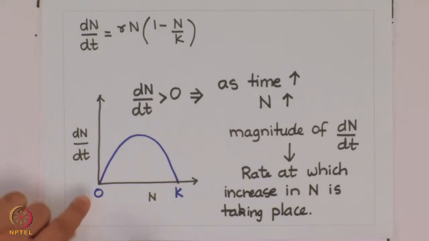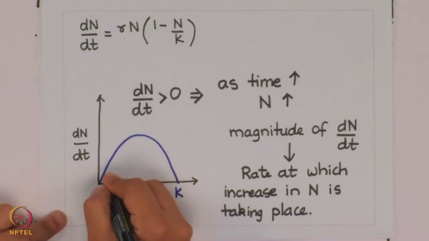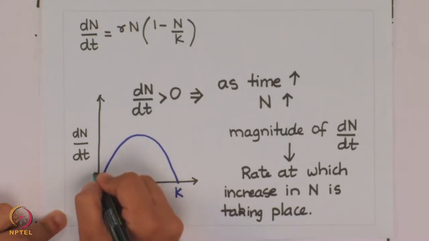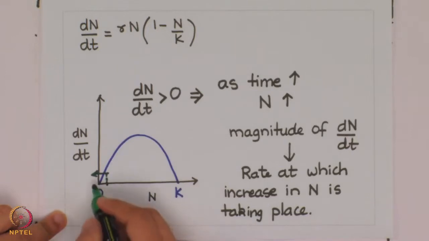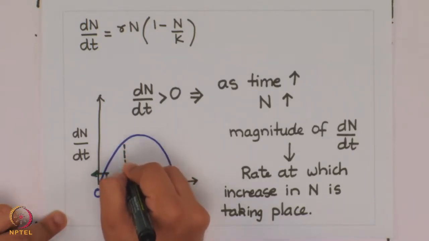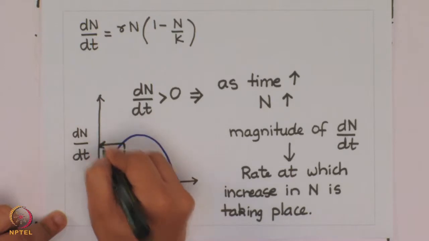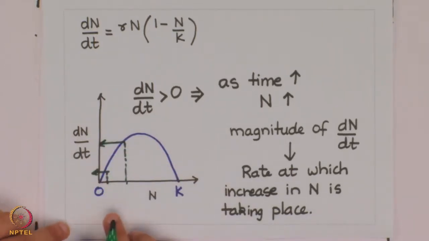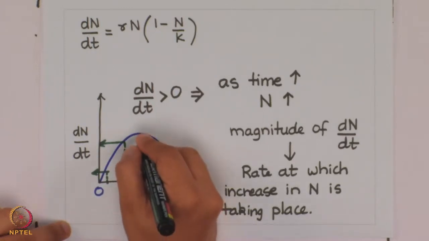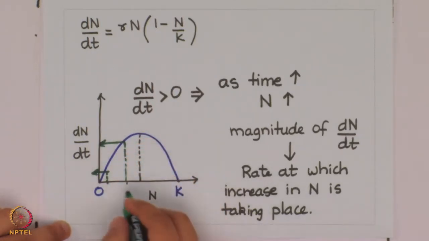For instance, if I look at very small values of n, dn by dt has a value which is lower as compared to the value at somewhat higher values of n. What that tells me is that at smaller values of n, the rate at which the population is increasing is smaller as compared to this point where the rate at which the population is changing with time is higher.